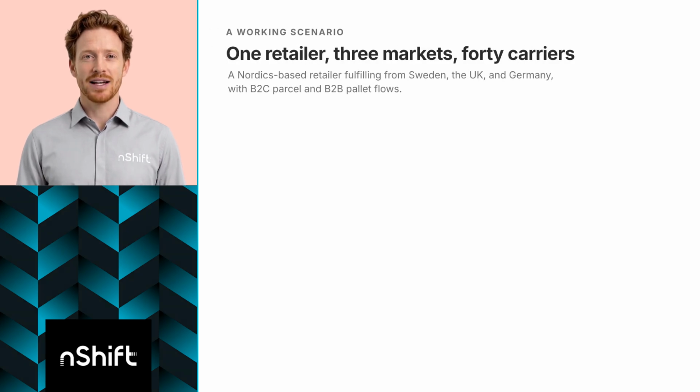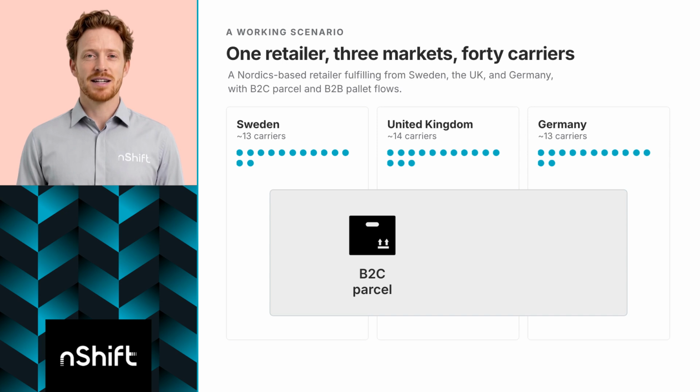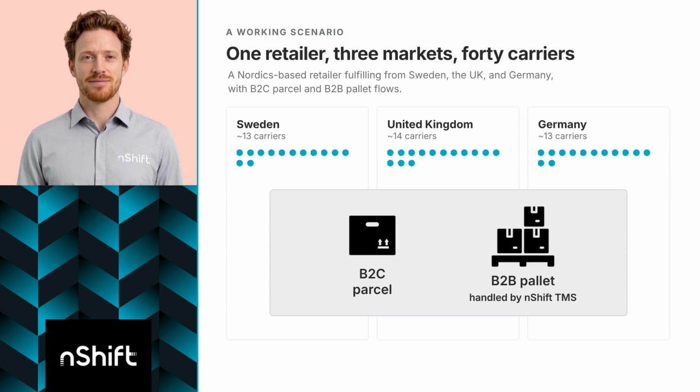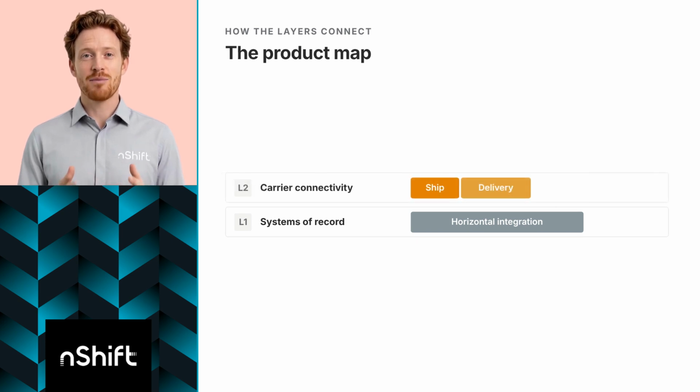Let's explore a working scenario, a Nordics-based retailer fulfilling out of Sweden, the UK, and Germany. Around 40 carriers in active use across those three markets. A mix of B2C parcel and B2B pallet flows. Layer 1, systems of record. Integrations aren't a single nShift product. They're a horizontal capability across the platform, connecting to your WMS, TMS, ERP, and OMS through APIs, EDI, file feeds, and event channels.